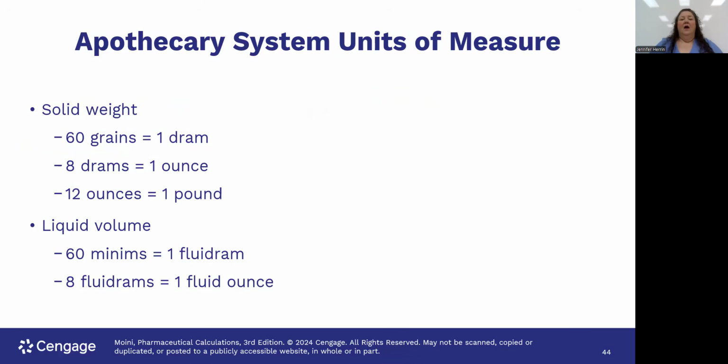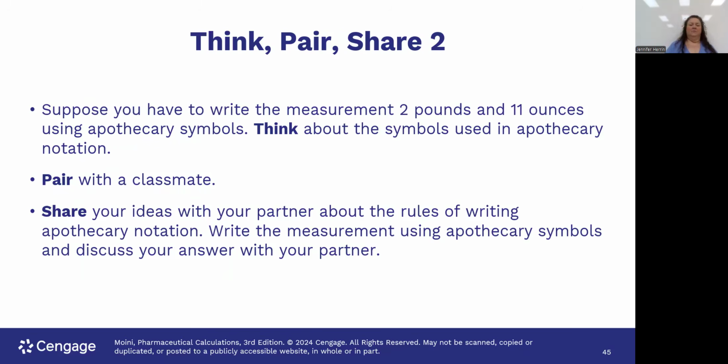So let's look at apothecary system units of measure. When we talk about solid weight, we are going to be looking at things such as grains to drams, drams to ounces, or ounces to pounds. So for solid weight, 60 grains is equivalent to 1 dram, and 8 drams is equivalent to 1 ounce. 12 ounces is equivalent to 1 pound. And for liquid volumes, we have 60 minims equal to 1 fluid dram, and 8 fluid drams equal to 1 fluid ounce.